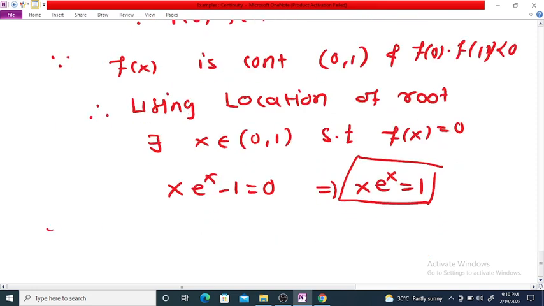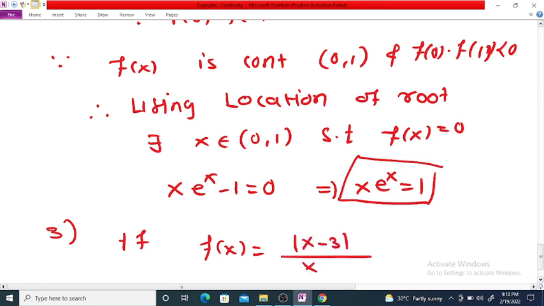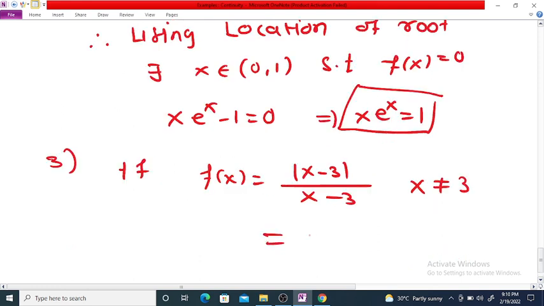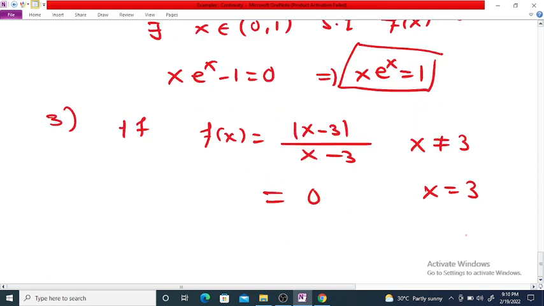The next example, number 3. If f of x is equal to mod of x minus 3 divided by x minus 3, if x is not equal to 3, and is equal to 0, if x is equal to 3, discuss the continuity of f.